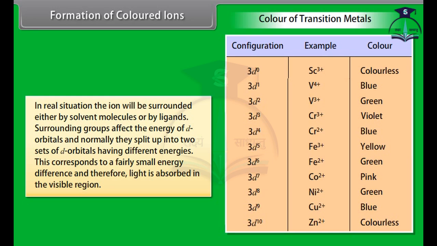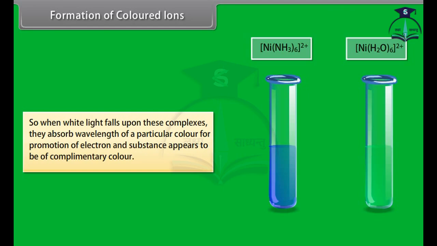Surrounding groups affect the energy of d orbitals, and normally they split up into 2 sets of d orbitals having different energies. This corresponds to a fairly small energy difference, and therefore light is absorbed in the visible region. So, when white light falls upon these complexes, they absorb wavelength of a particular color for promotion of electron, and the substance appears to be of complementary color.